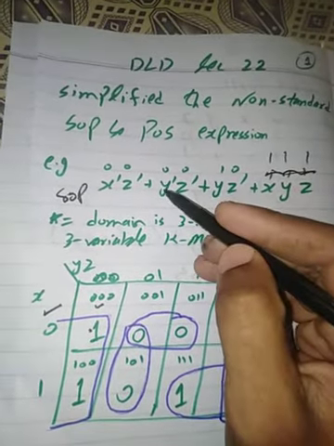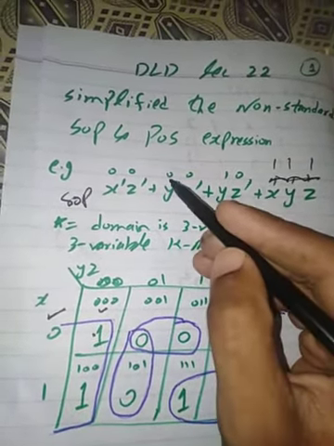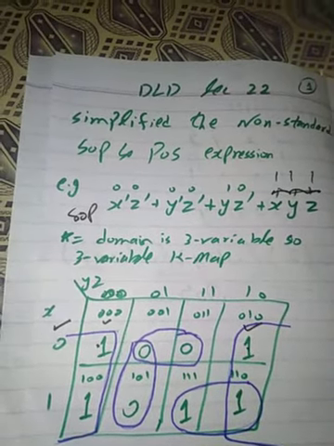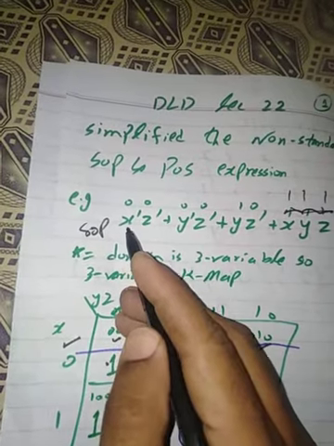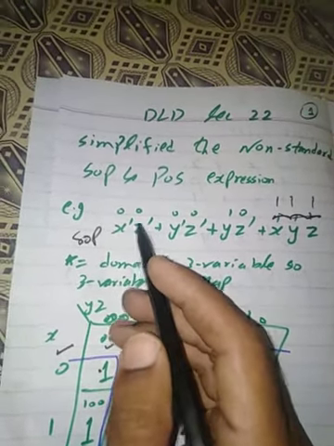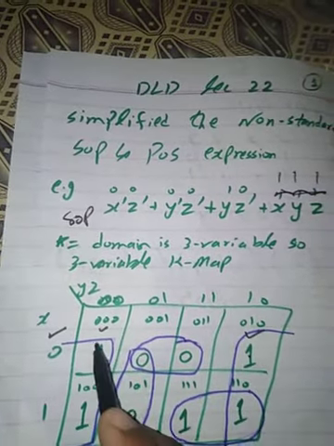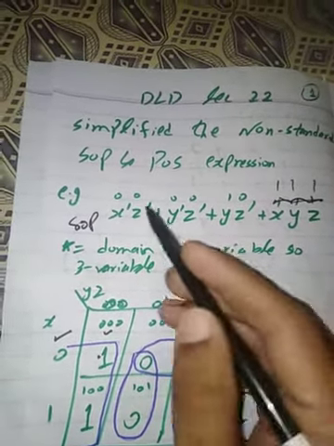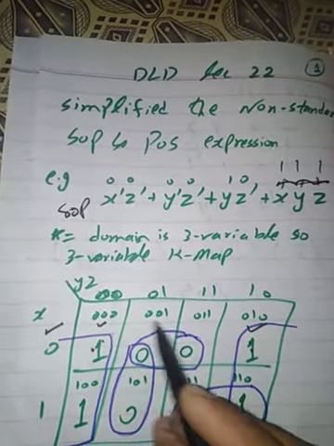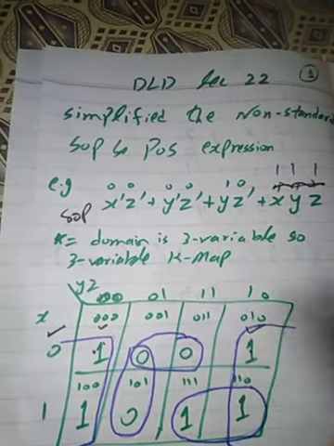Then y complement z complement. So y is 0, z is 0. Y is 0, no need to check the x, just like here no need to check the y because y is missing. I only check x and z. Like x was 0 in the upper row and z was 0 in this cell and in this cell. First write the cell position so you can easily find the position.